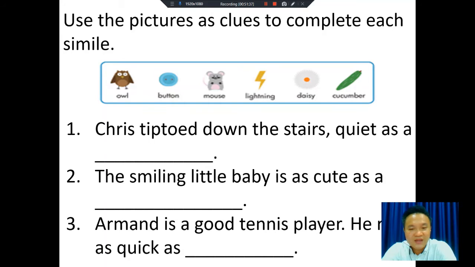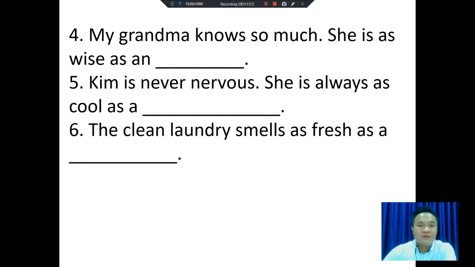Now the smiling little baby is as cute as a button. Okay, a button. Now, Armand is a good tennis player. He runs as quick as lightning, okay? Like the series The Flash, okay? So fast, like lightning. As quick as lightning. Next one, my grandma knows so much. This one we know already. She is as wise as an owl.